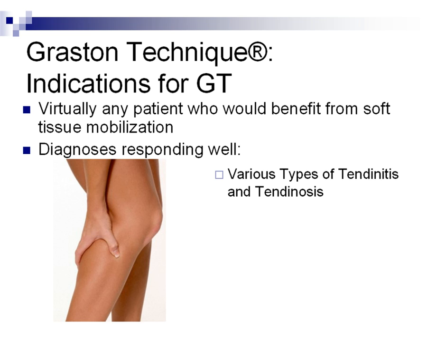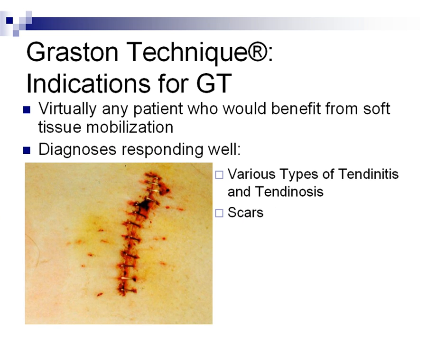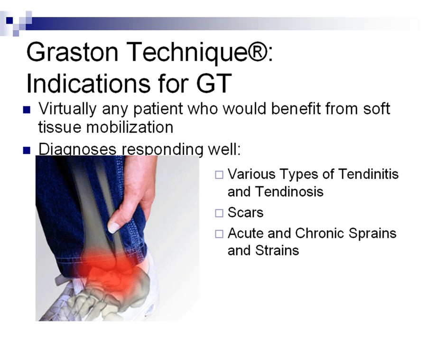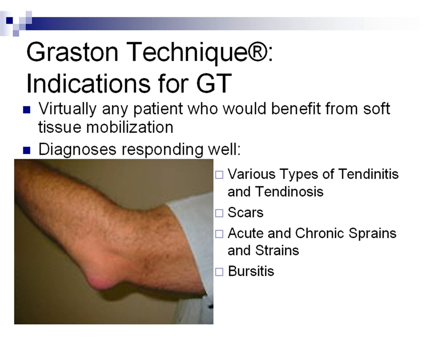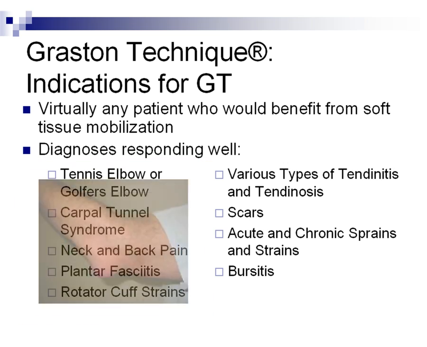Post-surgical and traumatic scars can be broken up with GT, leaving the site with a more functional tissue and a more appealing-looking scar. Acute and chronic sprains and strains, and bursitis, which can involve any of the bursa sacs in the body.